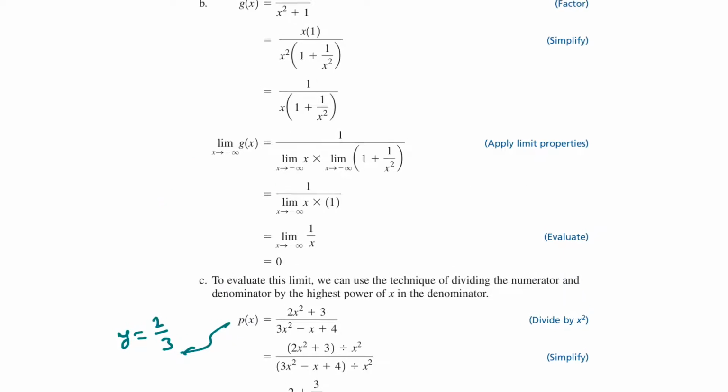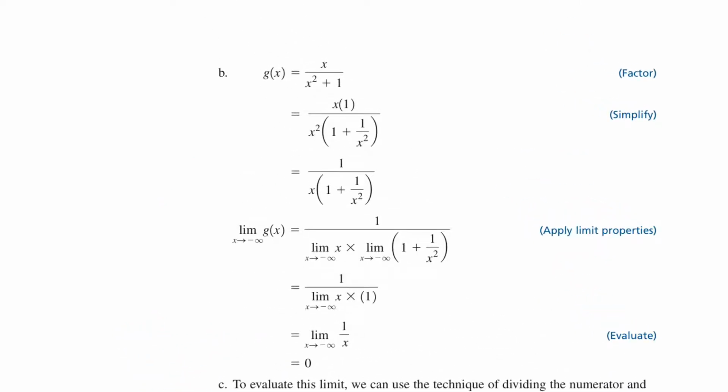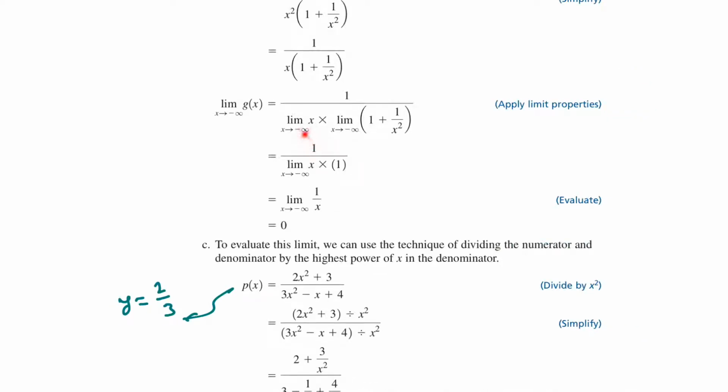Let's find the limit of g of x equals x over x² plus 1 as x approaches infinity. If we factor x² out of the denominator of the fraction, the function can be written as 1 over x times 1 plus 1 over x². The limit as x approaches positive or negative infinity is the limit of 1 over x times the limit of 1 plus 1 over x² as x approaches infinity, by the properties of limits. The limit of 1 plus 1 over x² as x approaches infinity is 1.